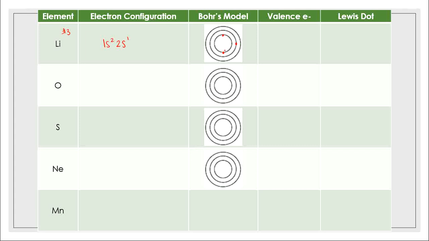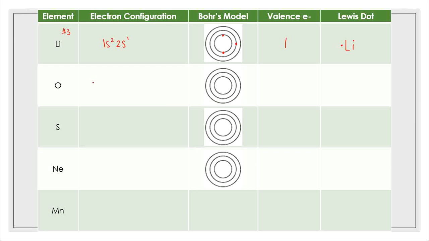Remember the core electrons and the valence electrons. So here we have 2 core or inner electrons, and we're not interested in that. We're interested in the outermost electron, which is only 1 for lithium. And for the Lewis dot, you write the symbol Li, and we're just going to draw 1 valence electron, so 1 dot. Now, it doesn't matter where you begin, and it doesn't matter which direction you go. Just pick a side, your favorite side, and go clockwise or counterclockwise.